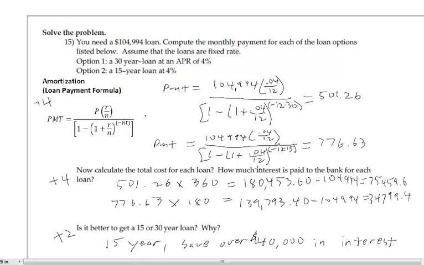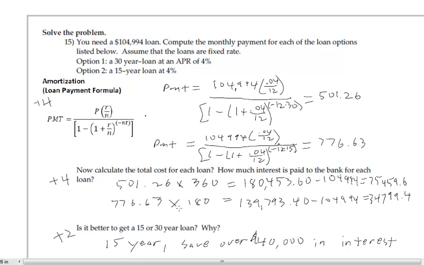And then how much are you going to pay for the whole loan? Well, there's my payment, and for 30 years, there's 360 payments. So that house eventually is going to cost me $180,000. You're supposed to compare that to what it actually costs for the house. So you're essentially paying $75,000 in interest.